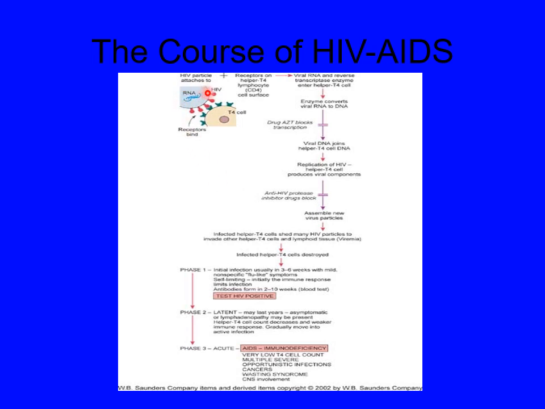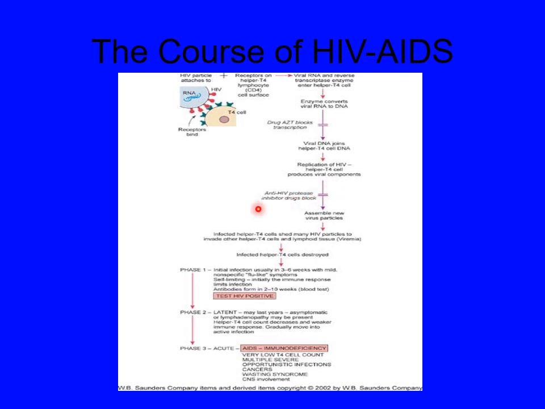But initially, the HIV particle attaches to a receptor on the CD4 cell, and then the viral RNA and reverse transcriptase enzyme enter the CD4 cell, and then the enzyme converts the viral RNA to DNA. And here's one means of blocking this: the drug AZT blocks transcription at this point. But the viral DNA joins helper T cell DNA and causes that T cell to create more viruses. And when that T cell becomes filled up with the viruses, then it releases them.